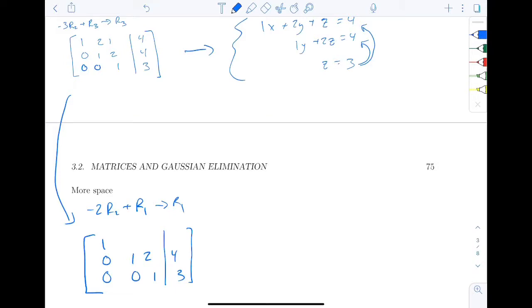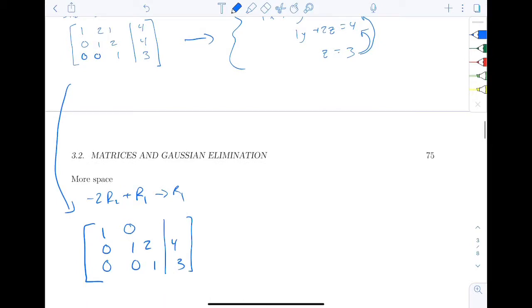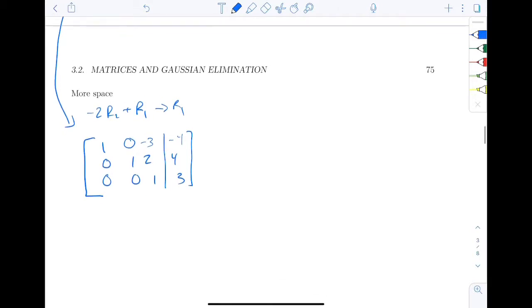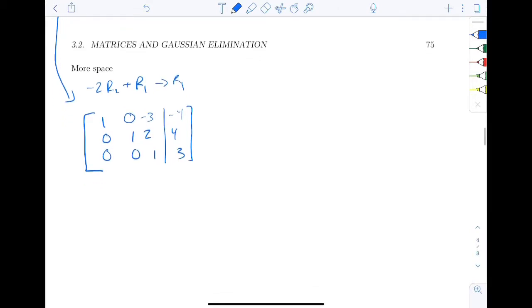Okay, so next, I have the negative 2 times row 2. So negative 2 times 1 plus 2 is 0, okay? Then negative 2 times 2 is negative 4. Negative 4 plus 1 is negative 3. And negative 2 times 4 is negative 8 plus 4 is negative 4. All right, so now I sort of have that one cleared out. I'm going to go after these two next. So let's do 3 times row 3 plus row 1. Put that in row 1.